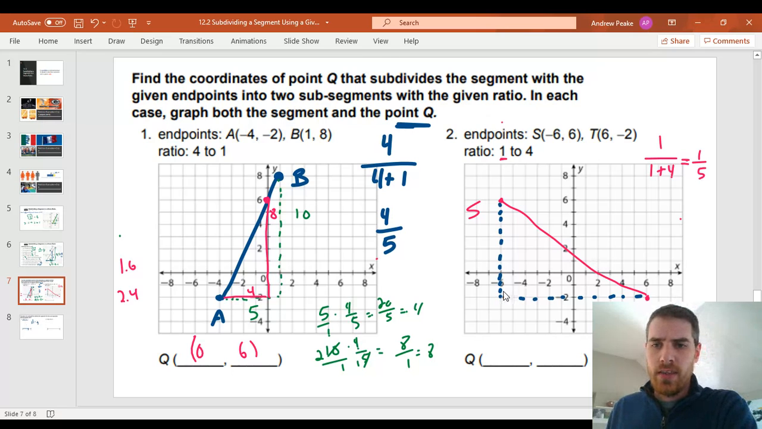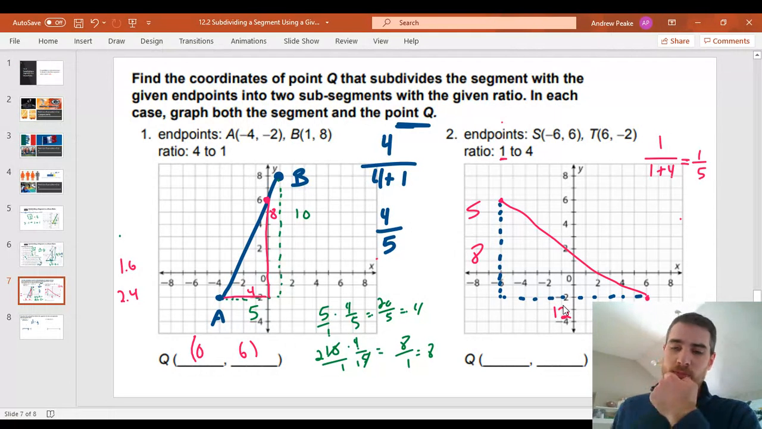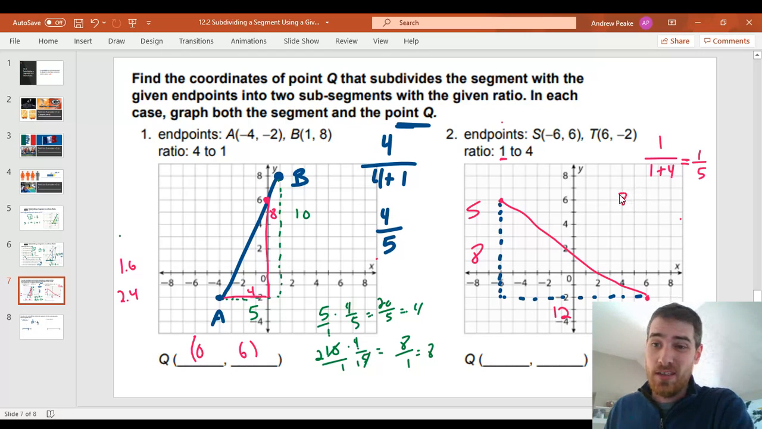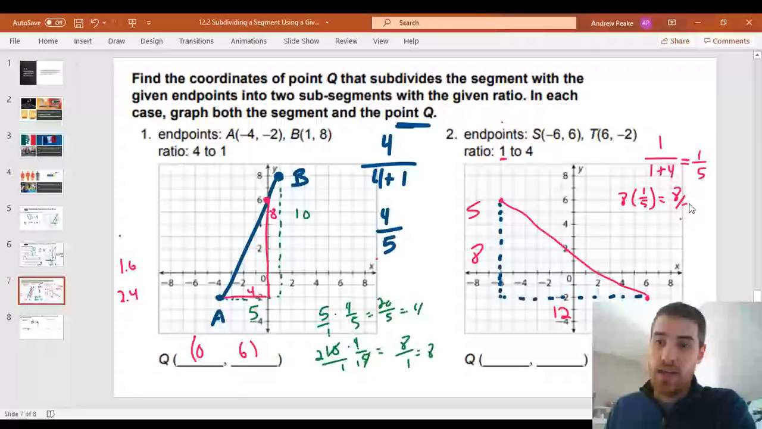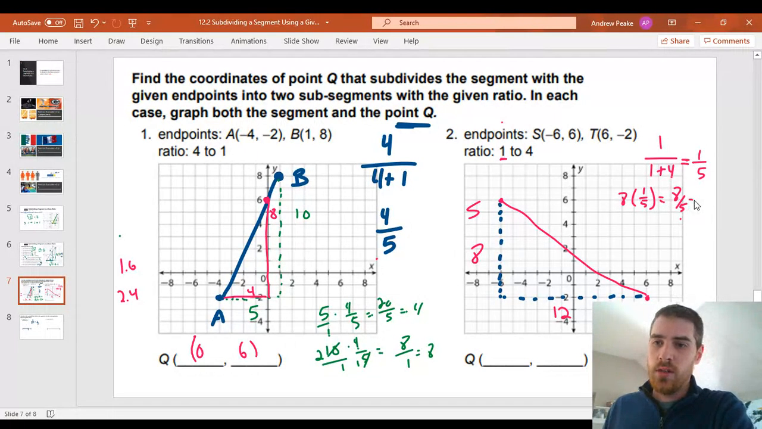So I find the rise ends up being 8. Right here, I go down, let's say from 6 to negative 2 would be 8. And then from negative 6 to 6 would be 12. So I got 8 and 12. So what I'm going to do here is find what's 1/5 of 8. So 8 times 1/5 would be 8 over 5, which as a decimal would be 1.6.